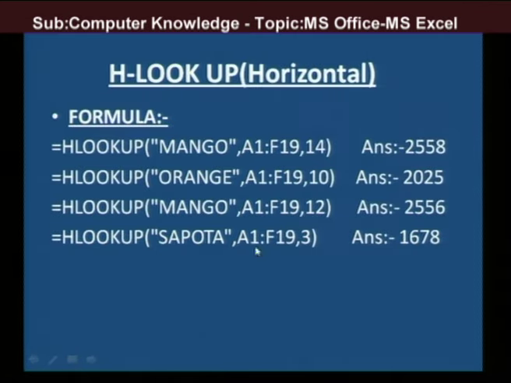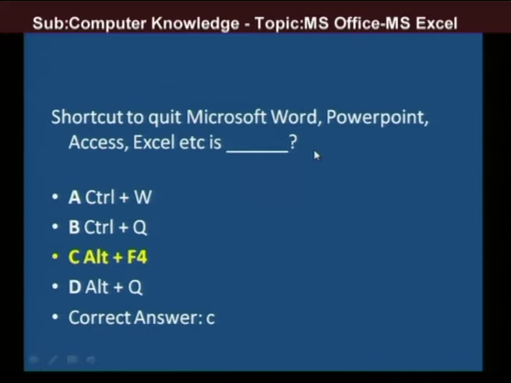How to write the formula? How to write the formula here: is equals to HLOOKUP, is equal to is must and should for every formula in Excel. HLOOKUP of, within inverted commas whenever we have to write characters. So, here using compulsory within double quotations. Mango, A1 to F19. A1 to F19 means it is the table range, starting and ending of the table. The 14th one we have to find out.